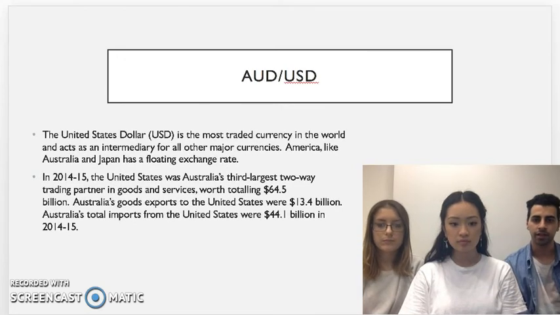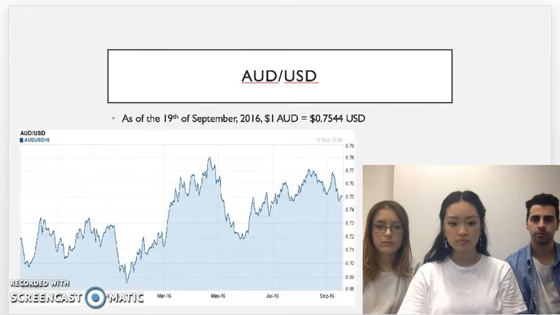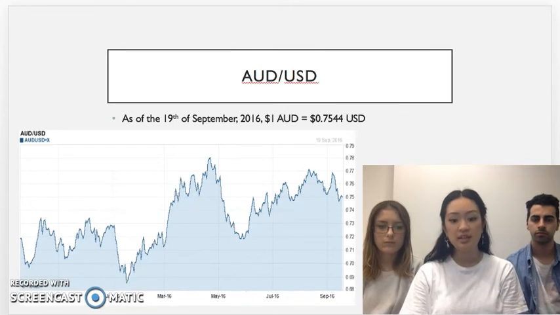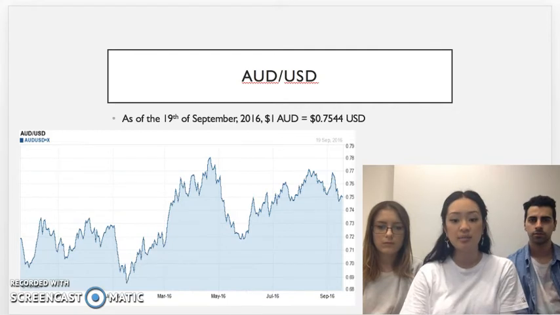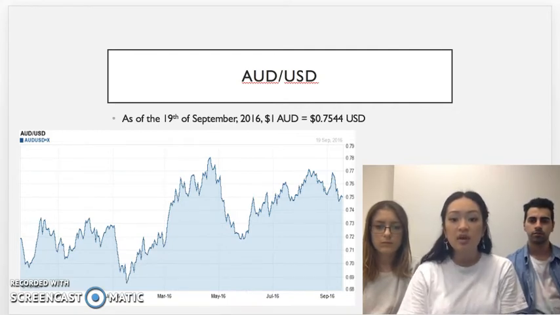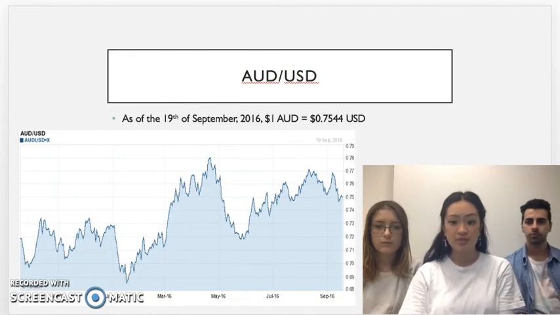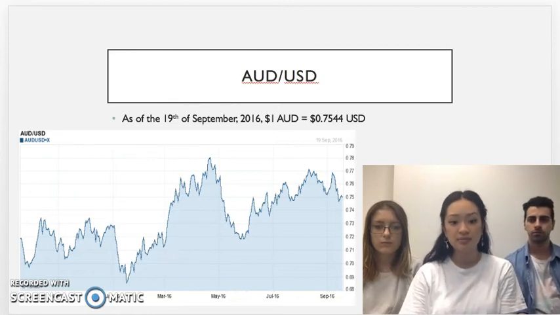As stated earlier, the Australian dollar is the 5th most traded currency in the world. According to the Department of Foreign Affairs and Trade in 2014-2015, the United States was Australia's 3rd largest two-way trading partner. From the graph, it can be seen that the Australian dollar has been steadily increasing against the American dollar since January this year. As of the 19th September, one Australian dollar equals 0.7544 US dollars.